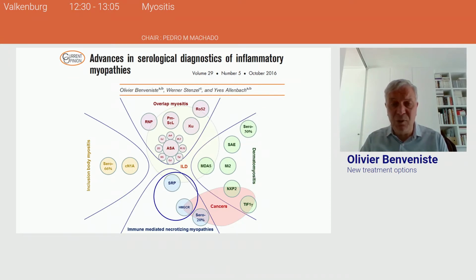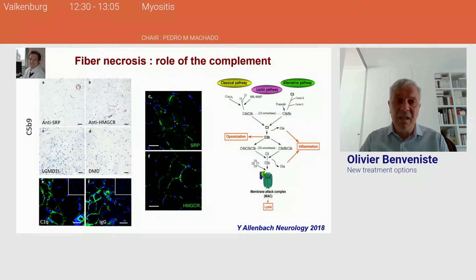And I can start with immune-mediated necrotizing myopathies with anti-SRP or anti-HMG-CR antibodies. So Eva and Bag from my group have shown some few years ago that on the biopsies of patients with anti-SRP or anti-HMG-CR, that's exactly the same, we can observe some deposits at the surface of the fibers of C5b9, which is the terminal compound of the complement activation.